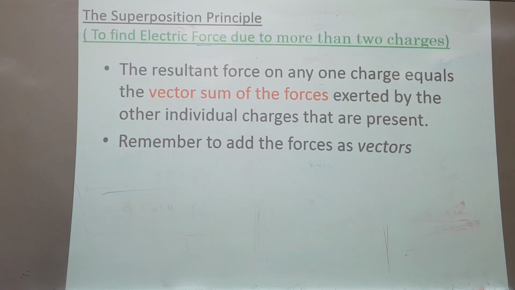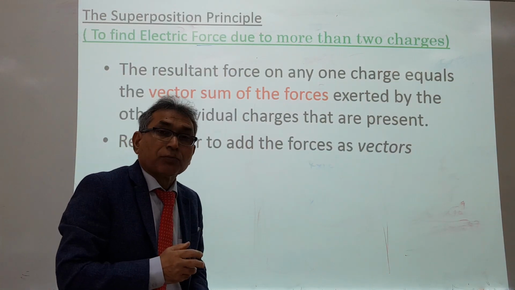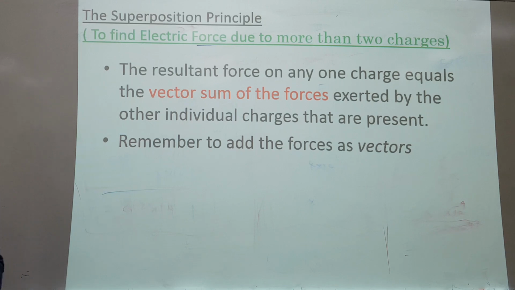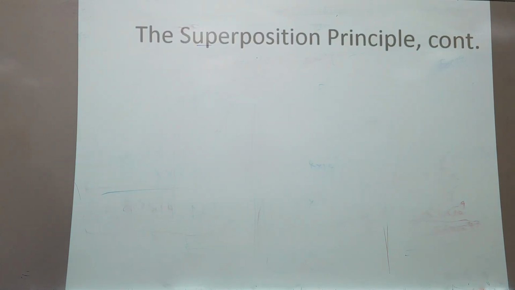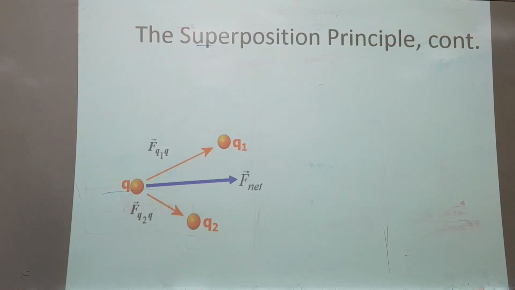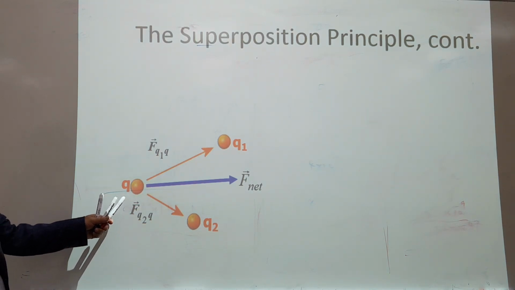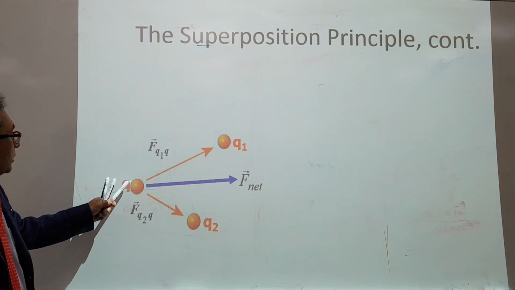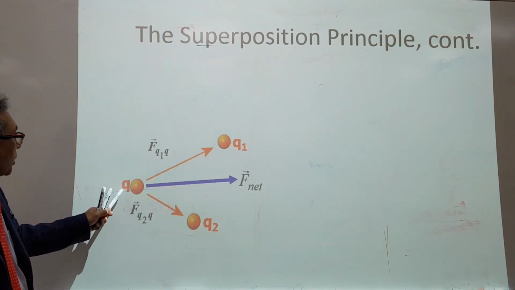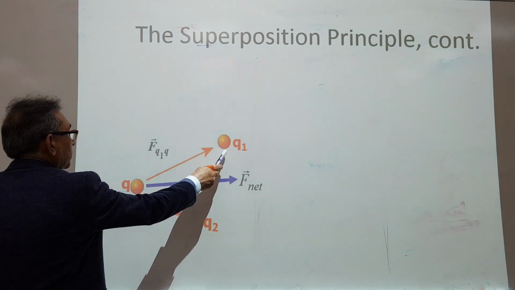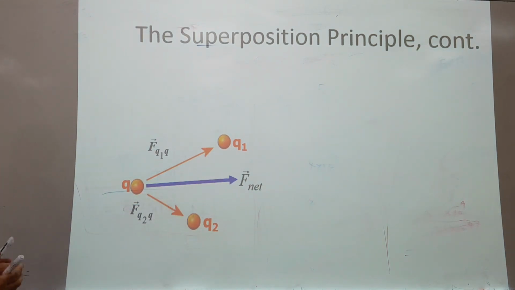Next topic is the superposition principle. What happens when you have more than two charges? So we have to calculate the net or the resultant force on any charge due to other given charges. For example, if you have to find out the net electrostatic force on this charge Q due to these two charges Q1 and Q2, we use the basic rule.